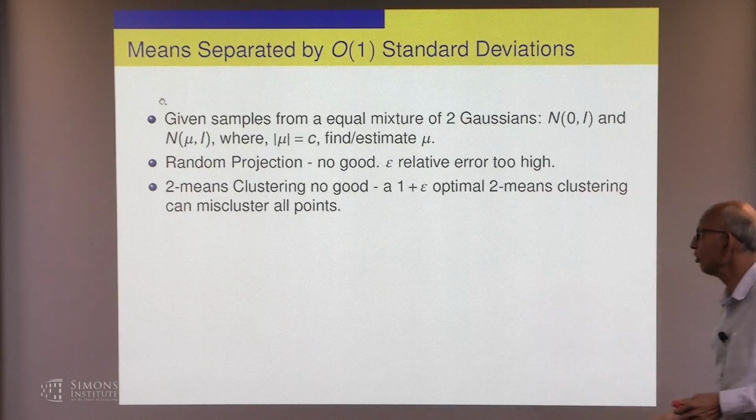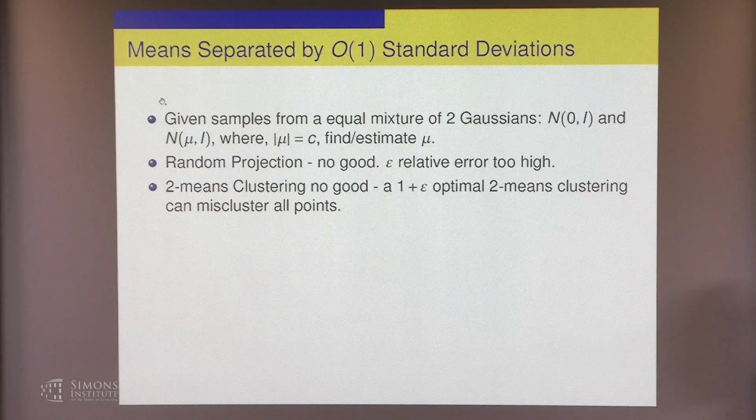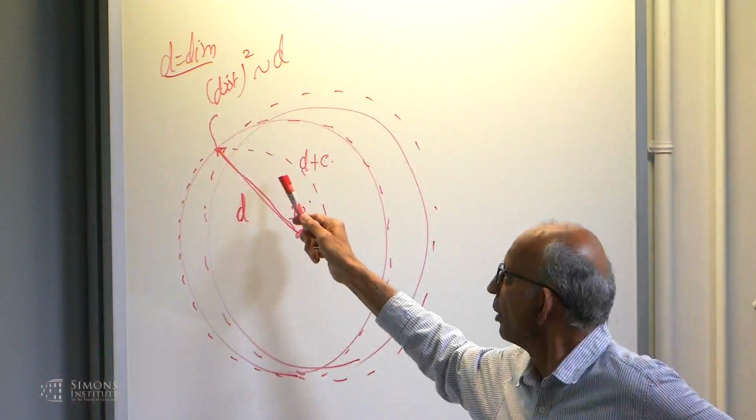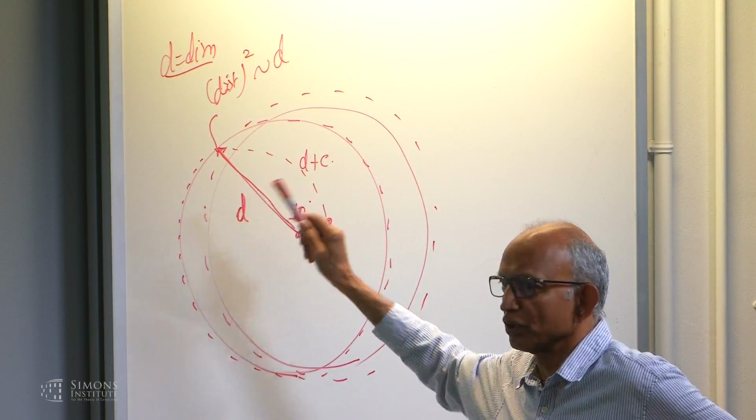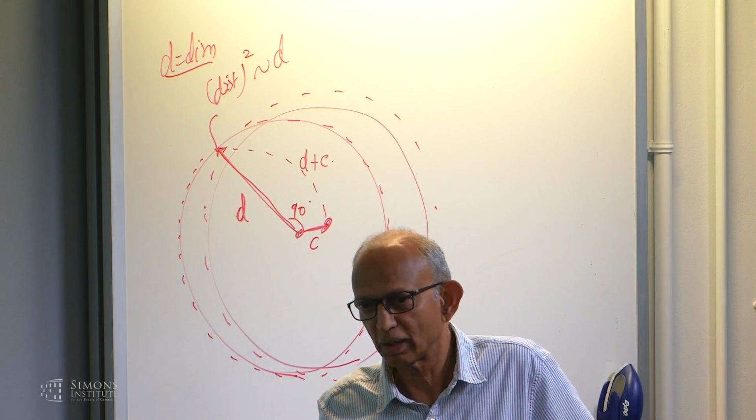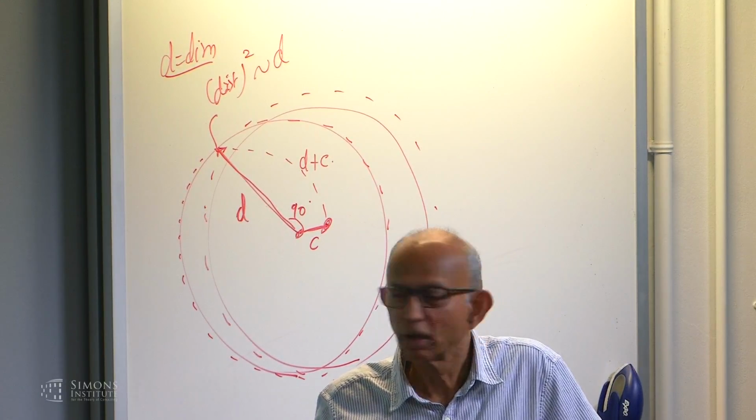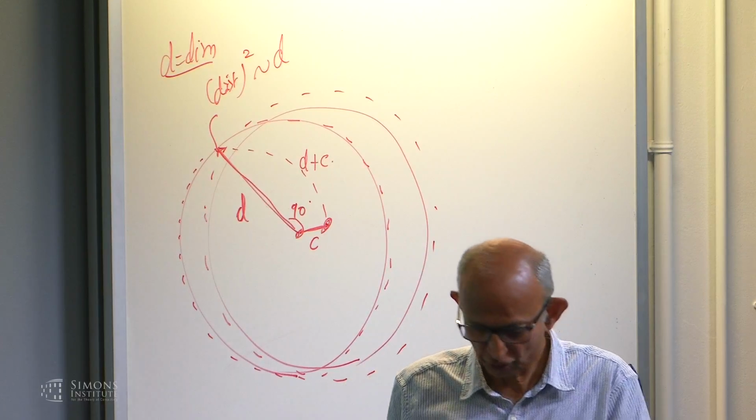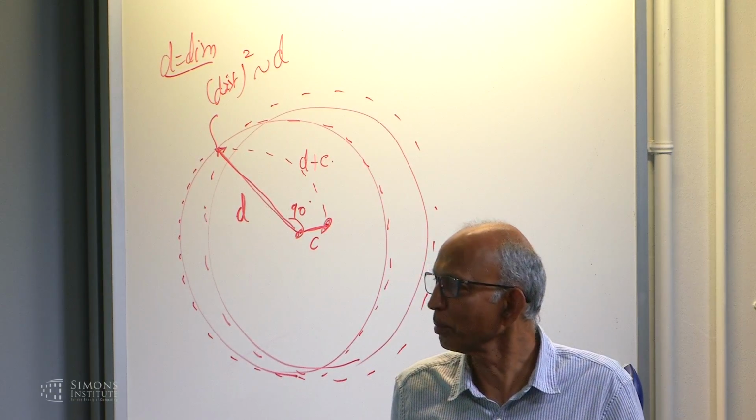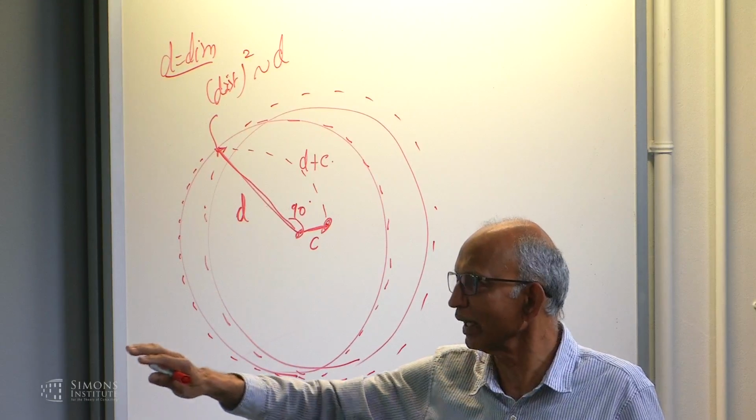If I do 2-means clustering with relative error epsilon, which is standard in TCS, you can miscluster every point, and it's still valid. Still, the objective function is within 1%. Why is that? Because misclustering only costs you c, and epsilon error allows you epsilon d. Okay, that's a huge error that's allowed. So 2-means clustering is no good. I was starting to draw this picture, and I'm sorry I didn't draw that.